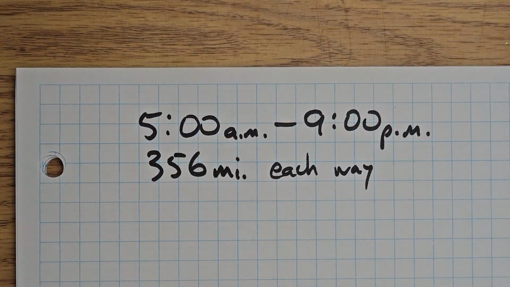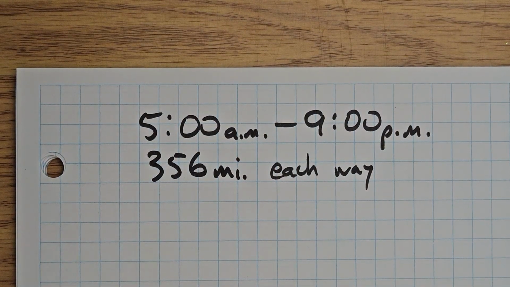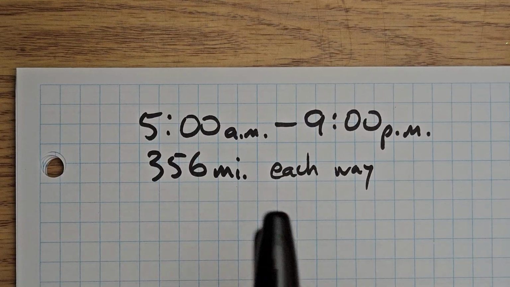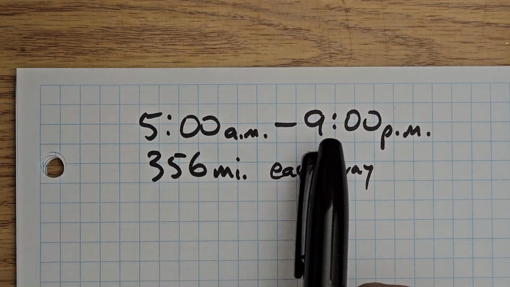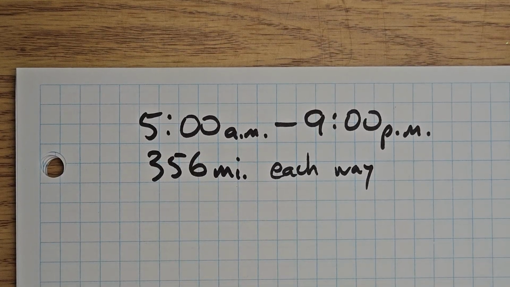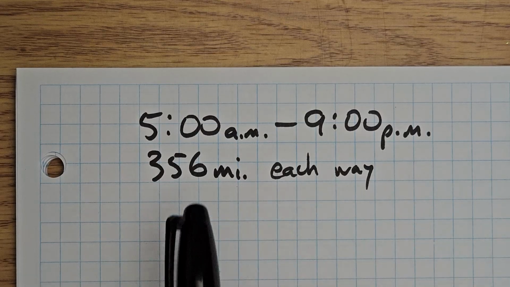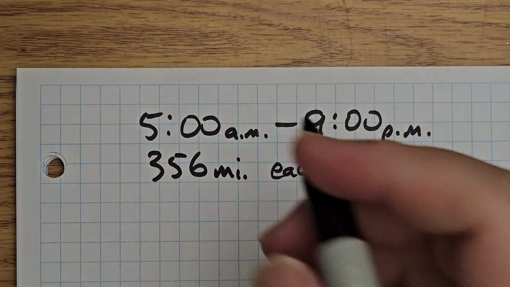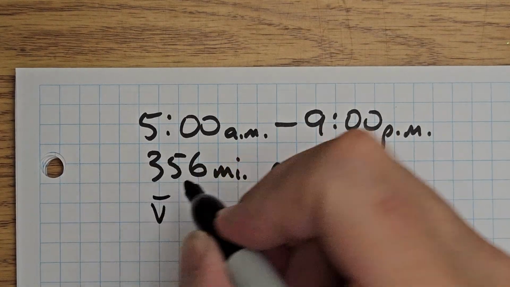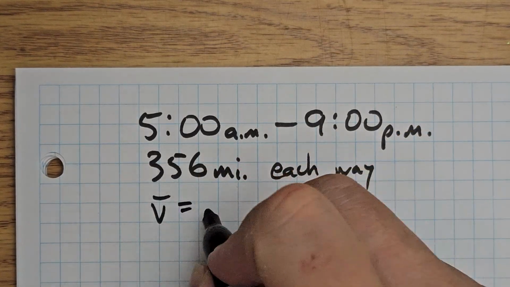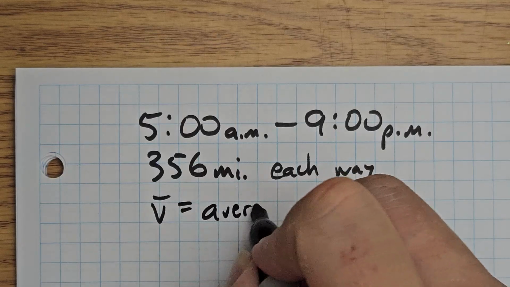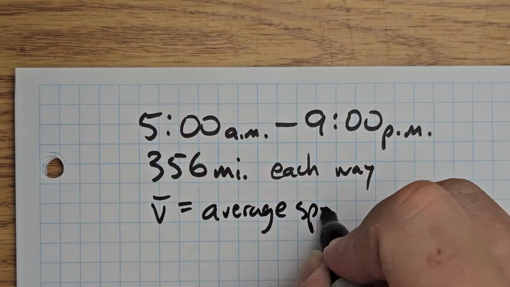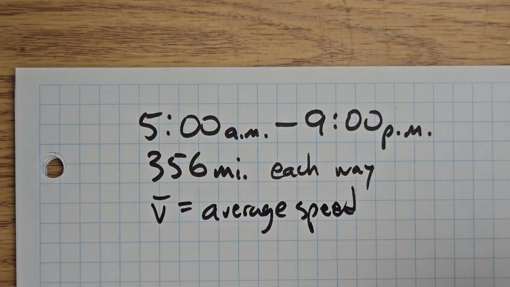Okay, here's a problem that came across my desk. What if I went on a road trip and I left at 5 a.m. and I returned at 9 p.m. on the same day, and the distance I covered was 356 miles each way? What would be my V bar, or average speed, we'll call it in this context?